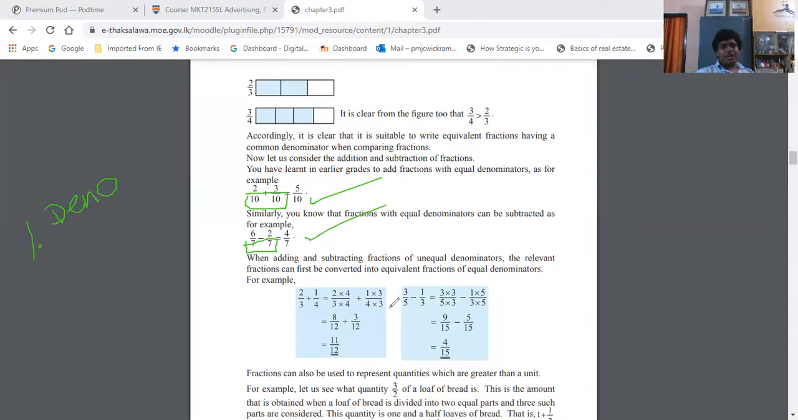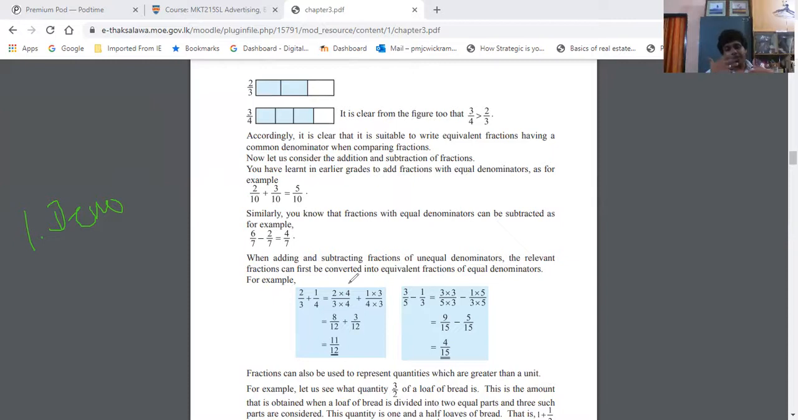When adding and subtracting fractions of unequal denominators, the relevant fractions can first be converted into equivalent fractions of equal denominators. How are we going to do this? Sorry about that, I removed the denominator one. I should not remove that. Remember that there must always be an equal denominator.